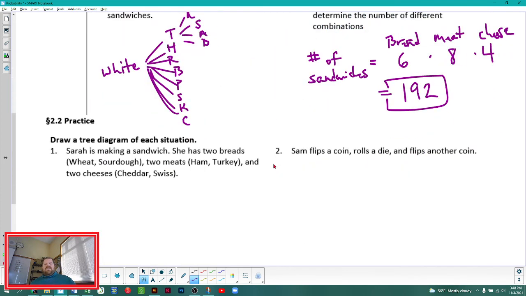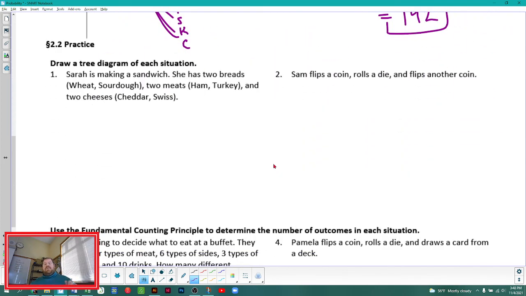For your practice, there's 4 problems down here. The top 2, I do expect a tree diagram, and the bottom 2 don't do a tree diagram. You'll see reasons why when you read through those problems.